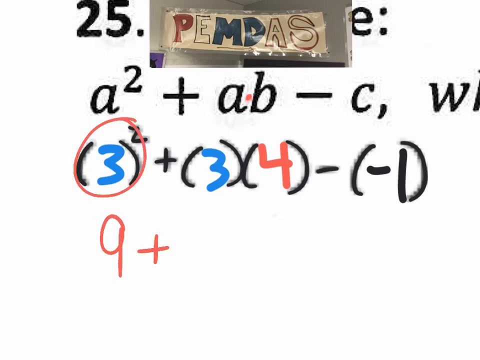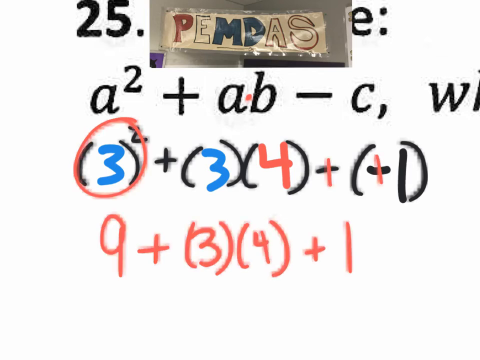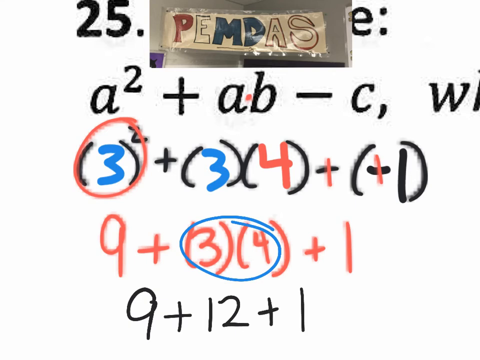Let's rewrite everything. Plus 3 times 4. Minus is really plus 1. So I've done exponents. After that, we have addition and multiplication. Obviously, you're going to multiply before adding. So we're going to multiply 3 times 4, and 3 times 4 is 12. So I really have 9 plus 12 plus 1.